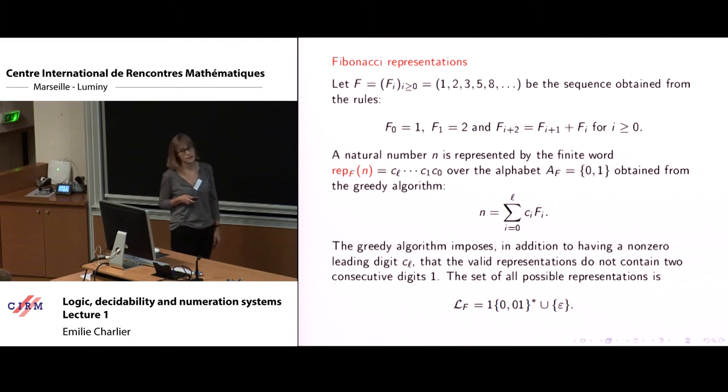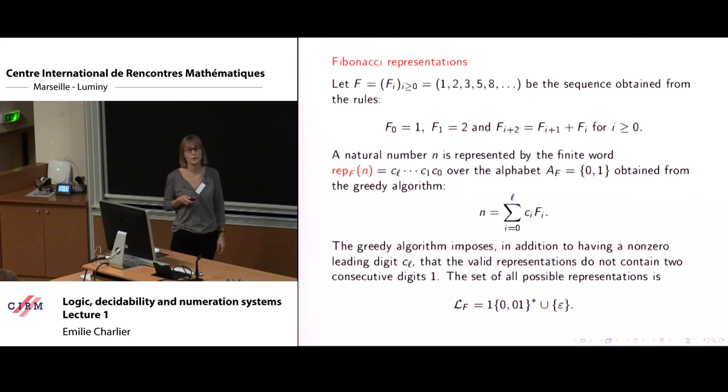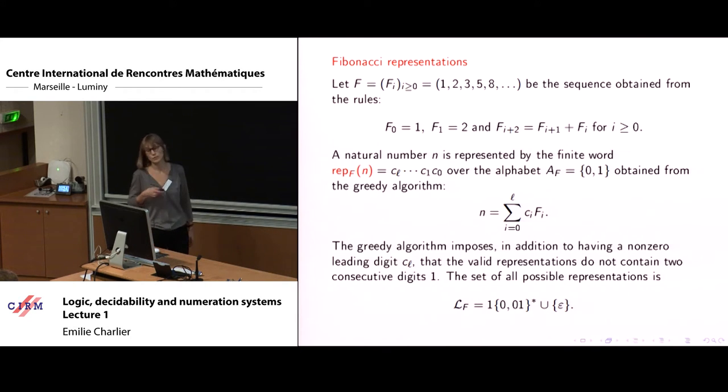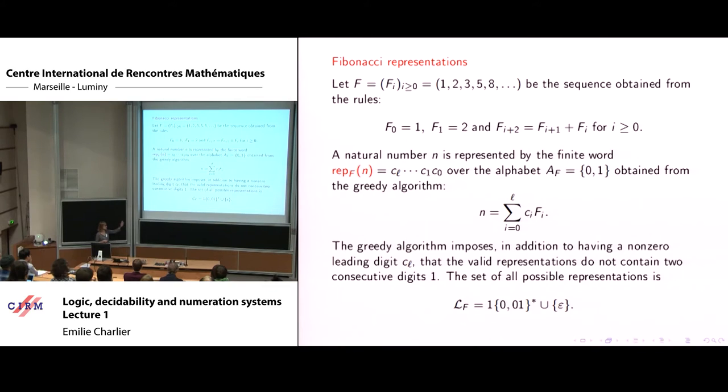Here the greedy algorithm imposes more than having a non-zero leading digit. It also says that the valid representation won't contain two consecutive digits 1. So we see that we have more constraints on the representations. Actually, it's a result by Zeckendorf that all such words will also be a greedy representation of a natural number. So the set of all possible representations is given by this constraint only. You start with a 1, and then you don't see two consecutive 1s in your word. So this is a regular language, and you can also define recognizable sets of integers in this context.